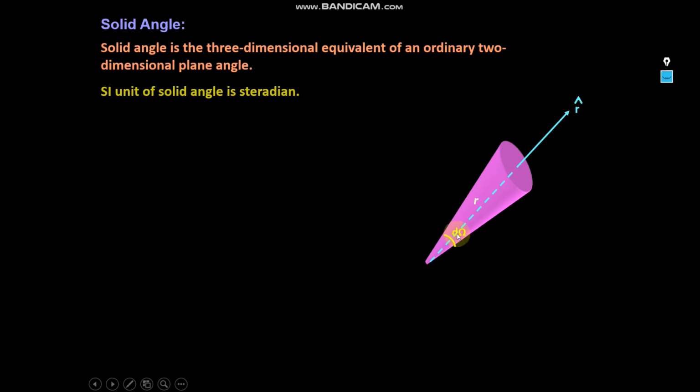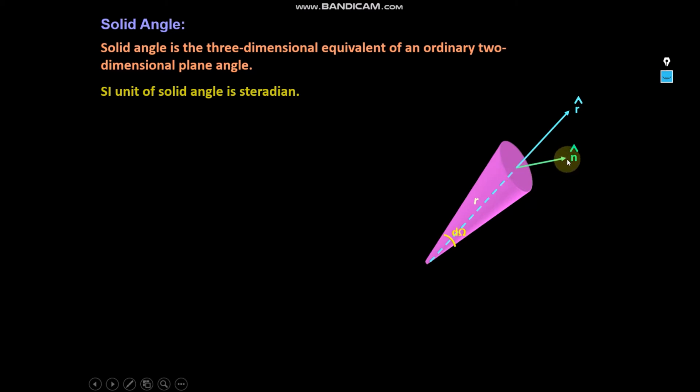and this is d omega, which is known as the solid angle, and n cap is the direction of this area. This is an area vector. As we discussed earlier, the area vector's direction will always be perpendicular to the surface, normal to the surface and outwards. So this will be outward. So this is the direction.